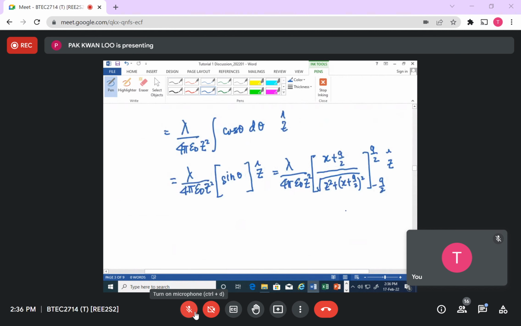Okay, so now finally, by substituting the limit, we have lambda over 4 pi epsilon naught z square. So it's going to be a over square root of z square plus a square.